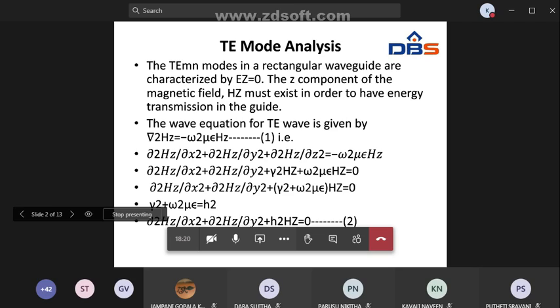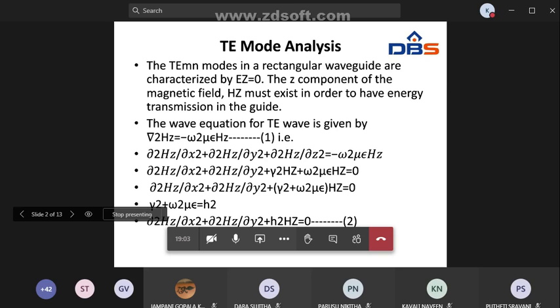So if you expand this equation, you will get ∂²Hz/∂x² + ∂²Hz/∂y² + ∂²Hz/∂z². Just expand this ∇²Hz. Then we will get ∂²Hz/∂x² + ∂²Hz/∂y² + ∂²Hz/∂z² equal to this one, minus ω²με Hz.